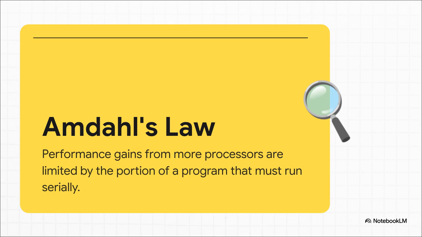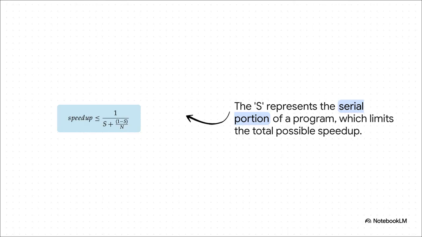In fact, there's a mathematical law that perfectly describes this limitation. It's called Amdahl's law, and it's a really simple but profound idea. No matter how many workers you throw at a project, the total time it takes is always going to be limited by the parts of the job that have to be done in order, one step at a time by just one person.